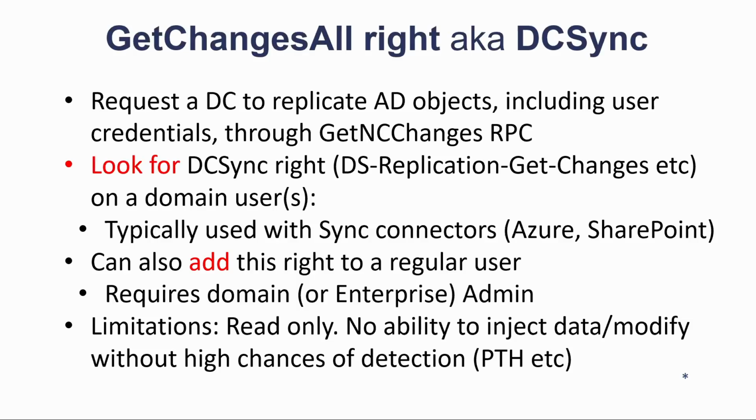Or basically it's the Get Changes. You can do DS-Replication-Get-Changes and Get-Changes-All on the domain scope, on the configuration naming scope, and basically you request a domain controller to replicate AD objects. So it's a normal user account that is granted a specific object access type of permission, and then you can just use GetNCChanges RPC calls, and behave as if you were a DC asking to replicate with others.